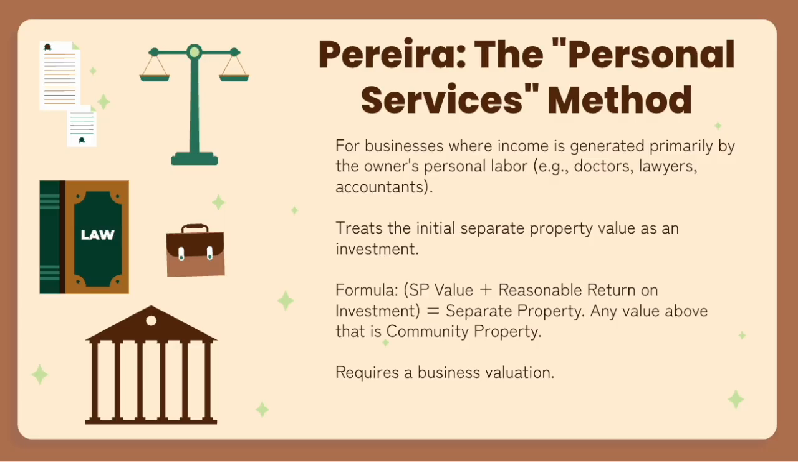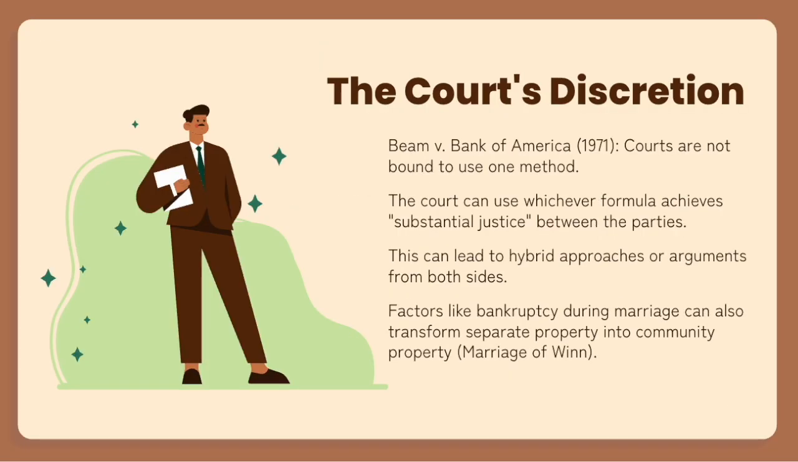So the article's example shows a business that grew from $100,000 to $250,000 over a 10-year marriage. Applying a reasonable rate of return, say around 6%, the separate property share is between $160,000 and $179,000. The remaining $70,000 or $90,000 of growth is apportioned to the community.